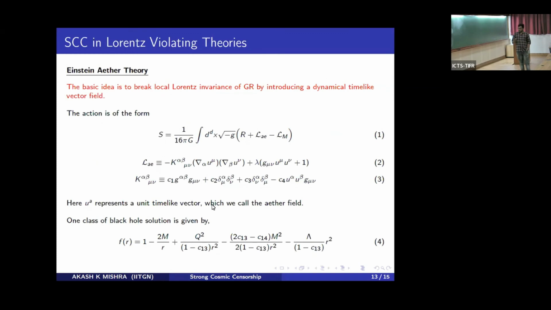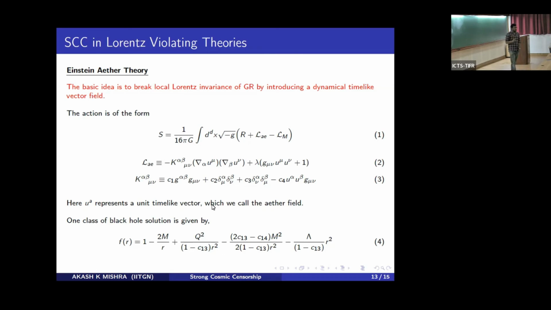So now the question is, is there a theory where the strong cosmic censorship can be rescued, or where the theory is better behaved as compared to GR as far as strong cosmic censorship is concerned? And that we have found in Einstein-aether kind of theory. It's a Lorentz violating theory.